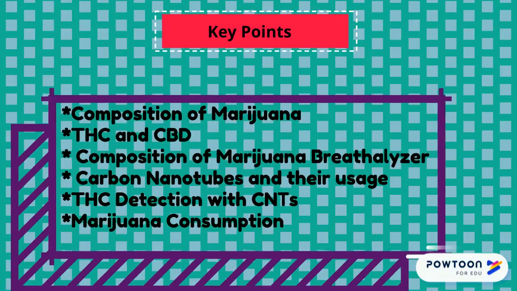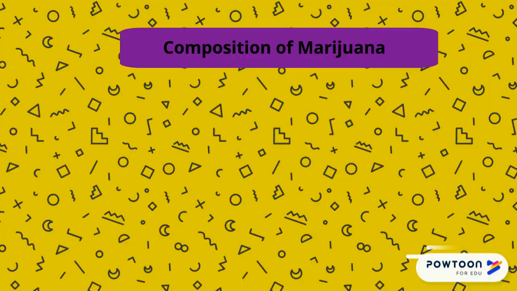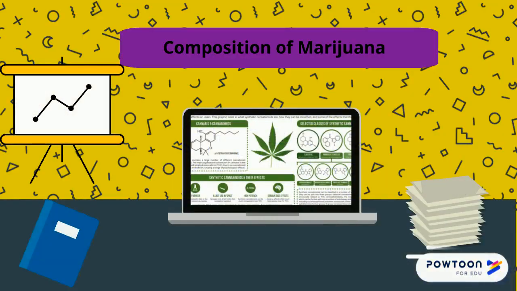A few key points we will be talking about are the composition of marijuana, THC and CBD, the composition of the breathalyzer, carbon nanotubes and their usage, THC detection with CNTs, marijuana consumption. First, we will be talking about the composition of marijuana, as well as a few major compounds it has.